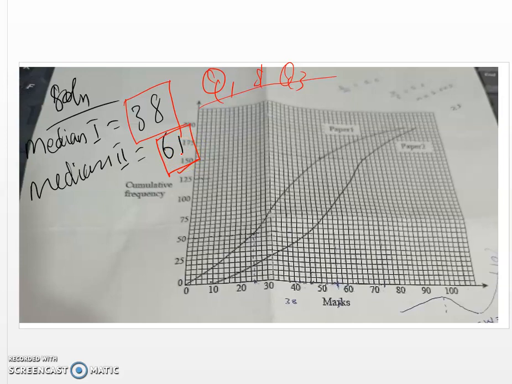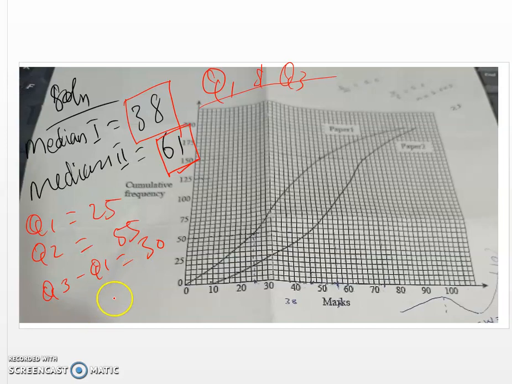So this therefore means that Q1 in paper 1 is equal to 25, and Q3 is equal to 55. Of course, the interquartile range is Q3 minus Q1. This implies 55 minus 25, which gives us 30. So for paper 1 we have 30.